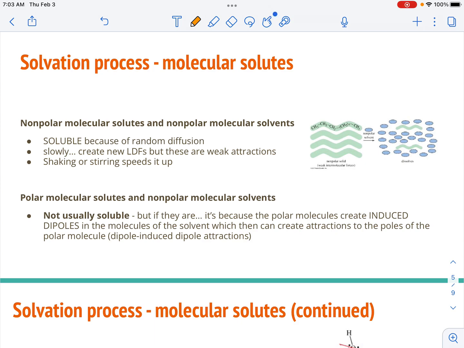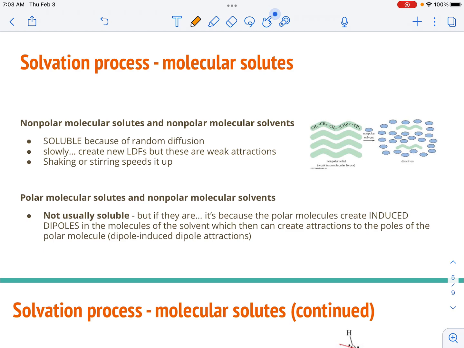Polar solutes and nonpolar solvents usually do not work because the polar solute is too attracted to itself for the nonpolar solvent to break into that attraction. So you want to kind of picture it that way.